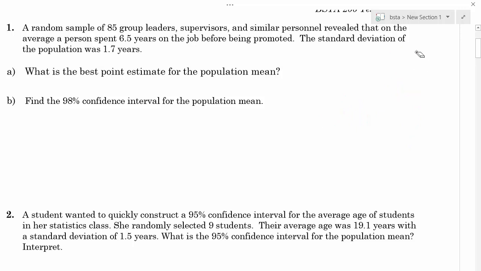The same formula sheet will be provided for you on the test, and you're also allowed to bring your cheat sheet to the test, just like the last test.